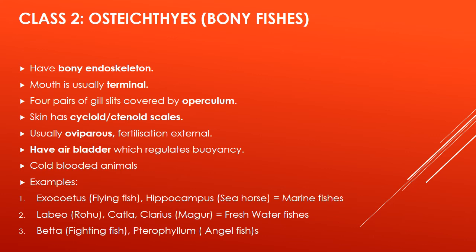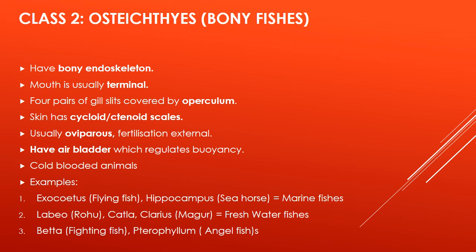Cold-blooded, again poikilothermos. Examples, okay, these examples are very important. Exocetus, flying fish. Please remember this. Normally asked in previous year question papers. Okay, Exocetus, flying fish. Hippocampus, seahorse. That is, they are all marine fishes.